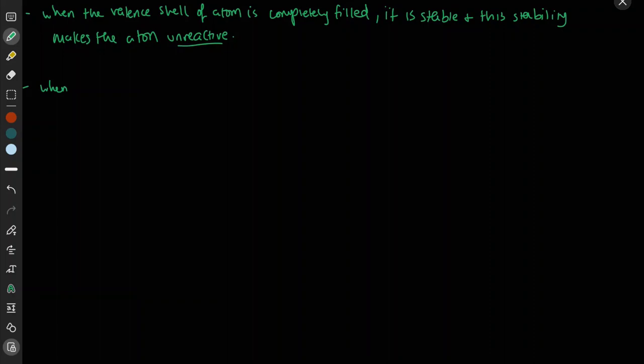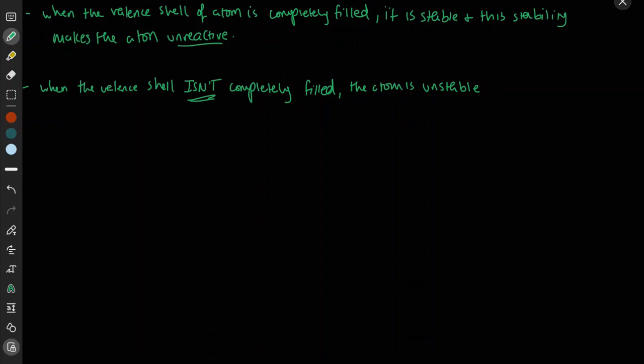So when a valence shell isn't completely filled, it has unpaired electrons, which makes it unstable. So when the valence shell isn't completely filled, the atom is unstable, right? And this instability is going to cause the atom to want to react and bond with another atom such that it's able to fill the valence shell and gain stability.